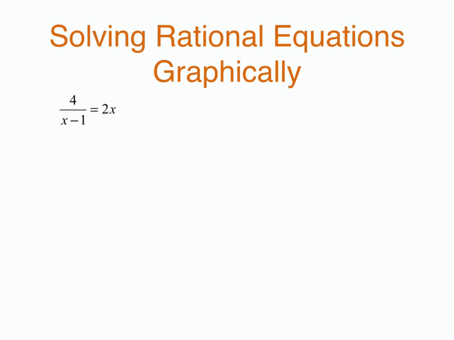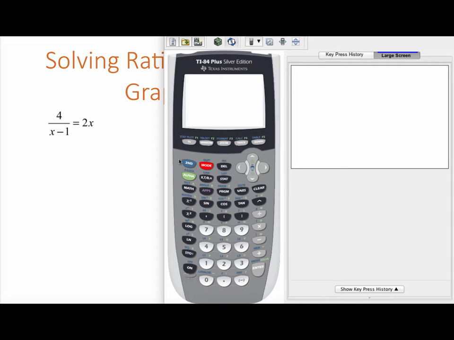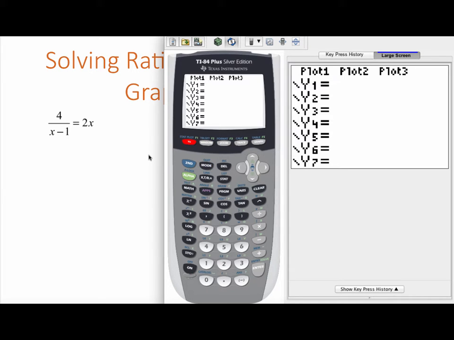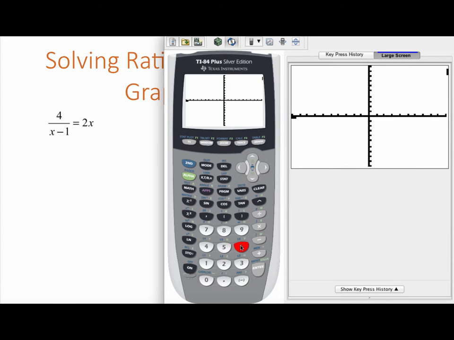Okay, so let's solve this first equation graphically: 4 over x minus 1 is equal to 2x. We're going to start by going into y equals and enter the left-hand side of our equation for y1. So I have 4 divided by x minus 1. And the right side of the equation goes into y2, so that's 2x. We're going to try our standard window, so zoom 6, and see if our intersection is there.